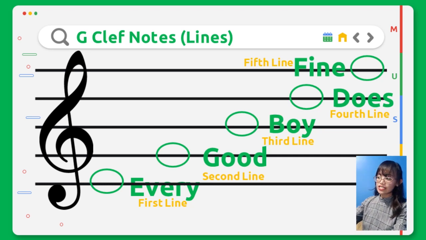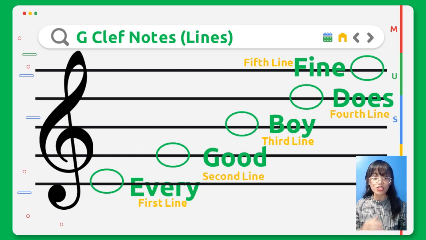So, on the first line, we have the note E. And ang ibig sabihin ng E sa acronym ay every. Then, dun sa second line, good. Third line, boy. Fourth line, does. Then, fifth line ay yung fine. So, you can remember the treble clef lines by memorizing this acronym. Every good boy does fine.